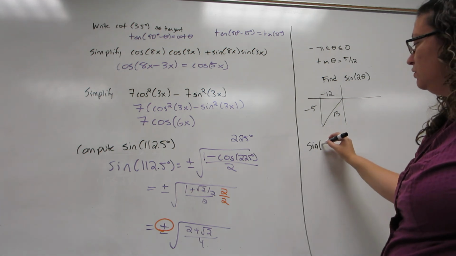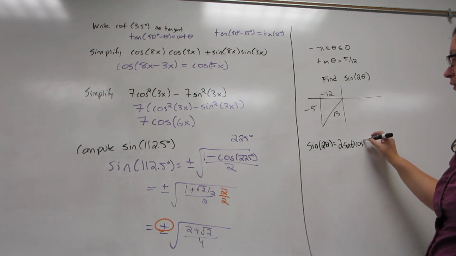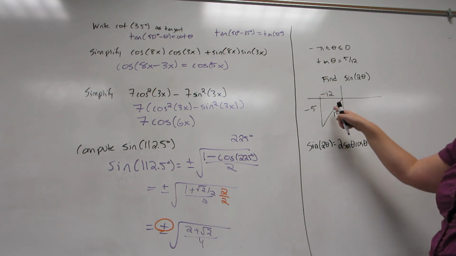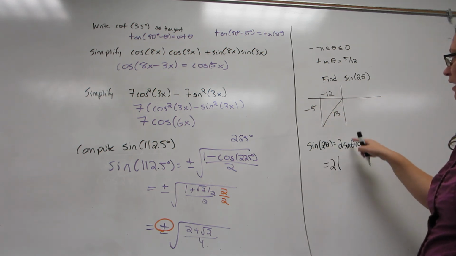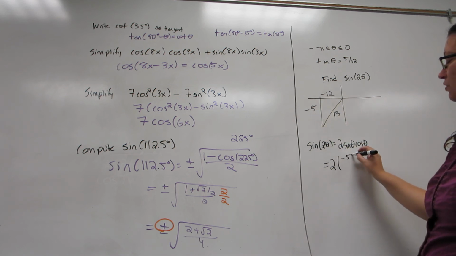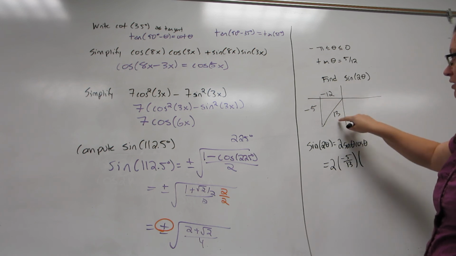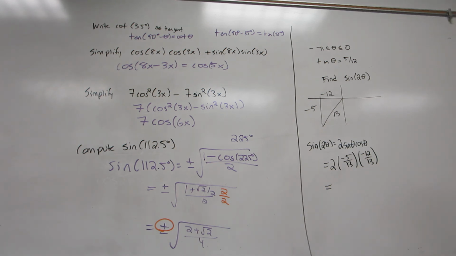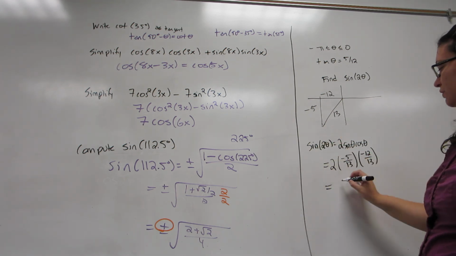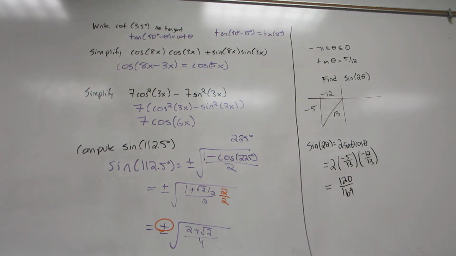So I want the sine of 2 theta. Double angle identity says this is 2 sine theta cosine theta. I had to do that because I only know something about theta, not about 2 theta. So 2, the sine of theta is opposite over hypotenuse, so minus 5 over 13. The cosine of theta is adjacent over hypotenuse, so minus 12 over 13. Okay? And so we see that the sine of 2 theta is 120 over 169, and I was able to compute that without ever figuring out what the angle theta actually was.